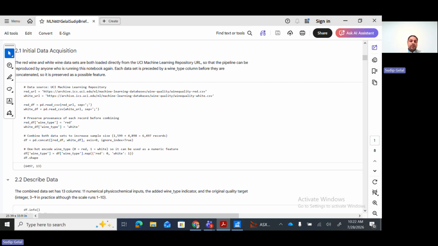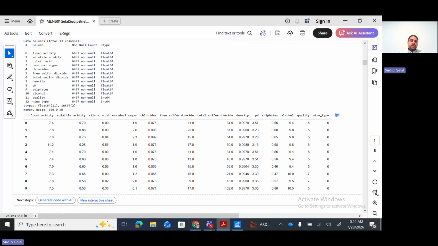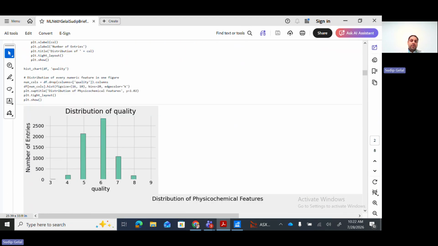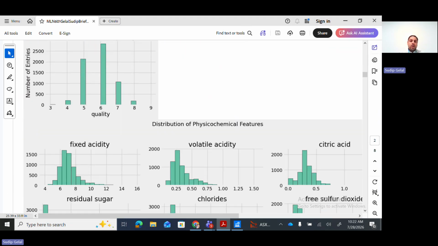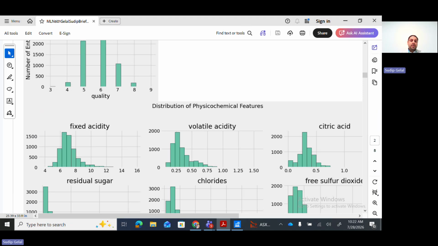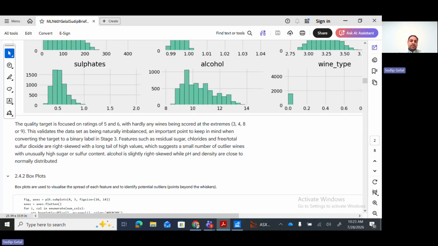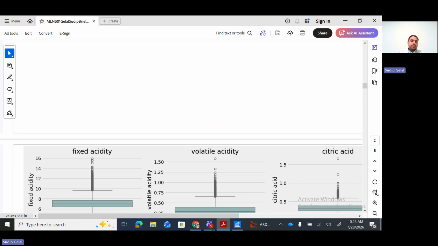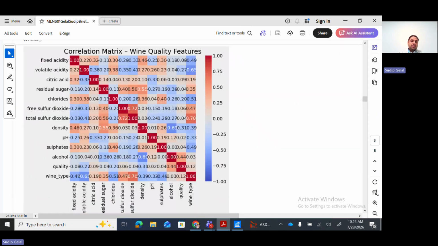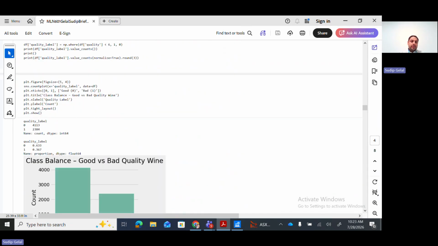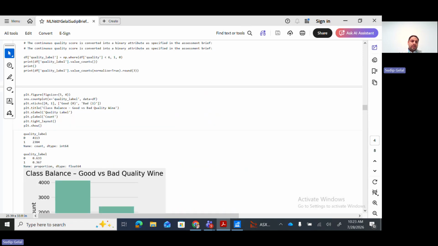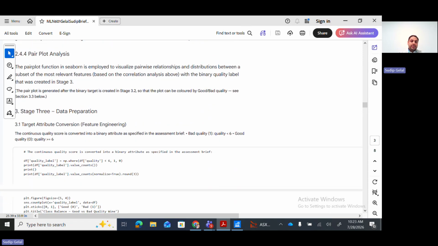And I also explored the data using graphs. I found that higher alcohol generally had better quality, while wines with high volatile acidity tended to have lower quality. And stage three is about data preparation. These are the graphs I used in stage two. Then stage three, data preparation.